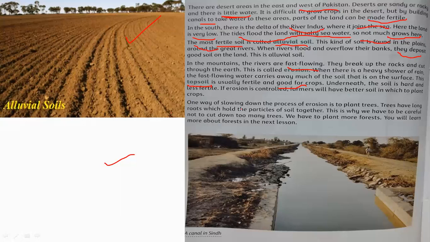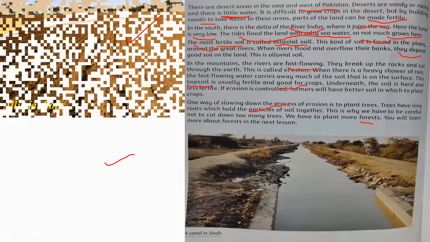One way of slowing down the process of erosion is to plant trees. Trees have long roots which hold the particles of soil together. This is why we have to be careful not to cut down too many trees. We have to plant more forest. You will learn more about forest in the next lesson.